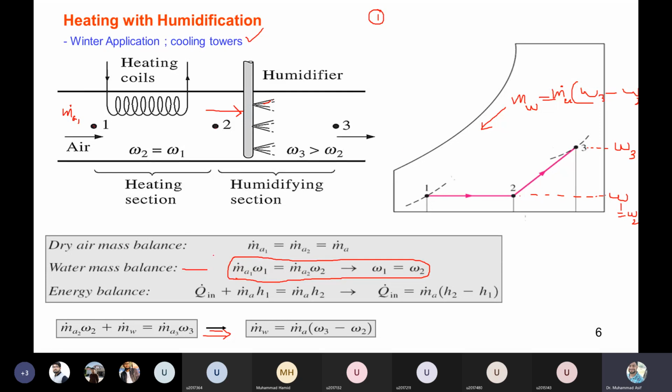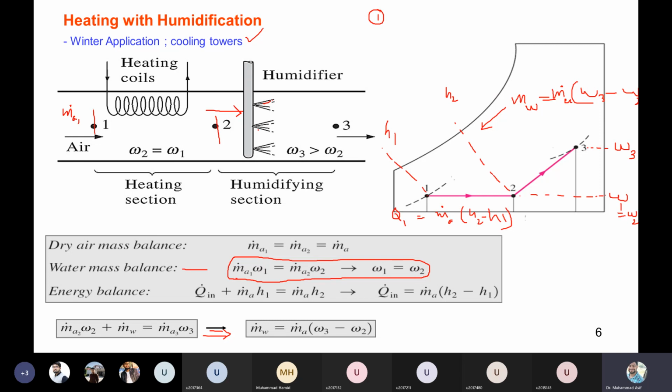You can see the energy balance between, let's say, 1 and 2. Here we are adding only sensible heat. Sensible heat we can calculate by the difference of the enthalpy. If we can locate the two points 1 and 2, that means we know H2 and H1. So the sensible heat added between 1 and 2 is the difference of the enthalpy, H2 minus H1. If you know the mass of the dry air, you can multiply by Ma dot, and that will give you the total sensible heat added as a result of the heating coil.